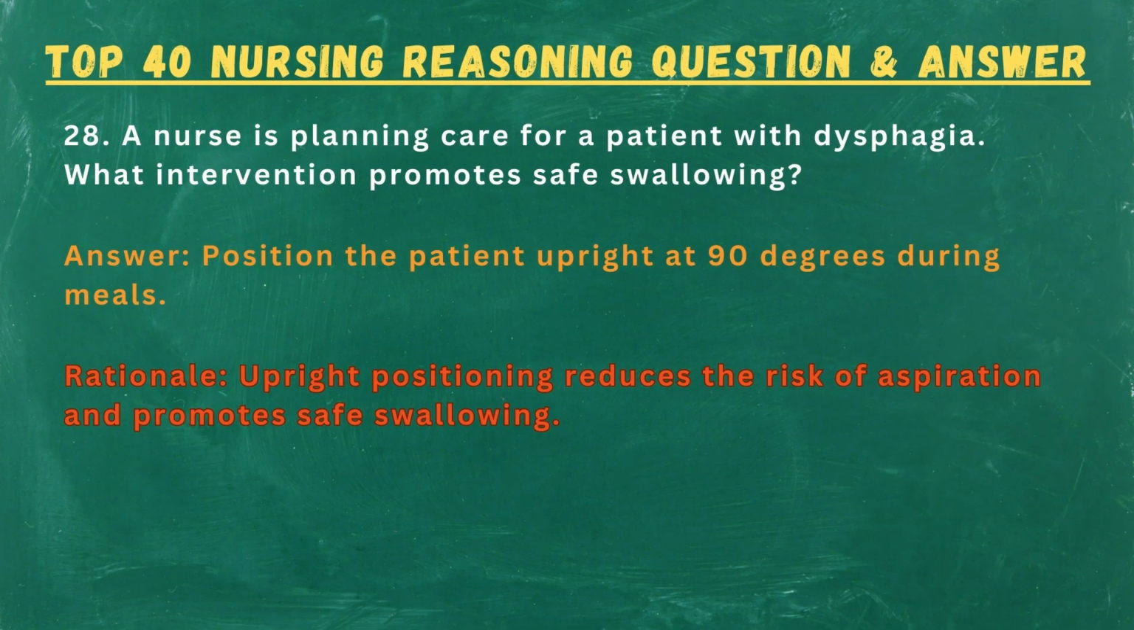28. A nurse is planning care for a patient with dysphagia. What intervention promotes safe swallowing? Answer. Position the patient upright at 90 degrees during meals. Rationale. Upright positioning reduces the risk of aspiration and promotes safe swallowing.